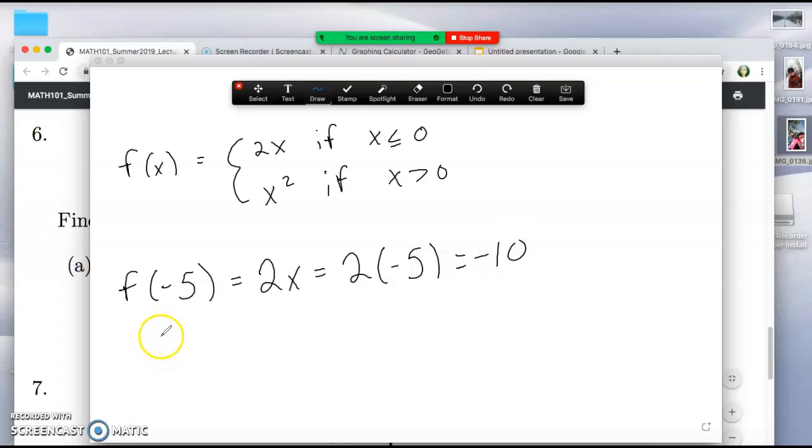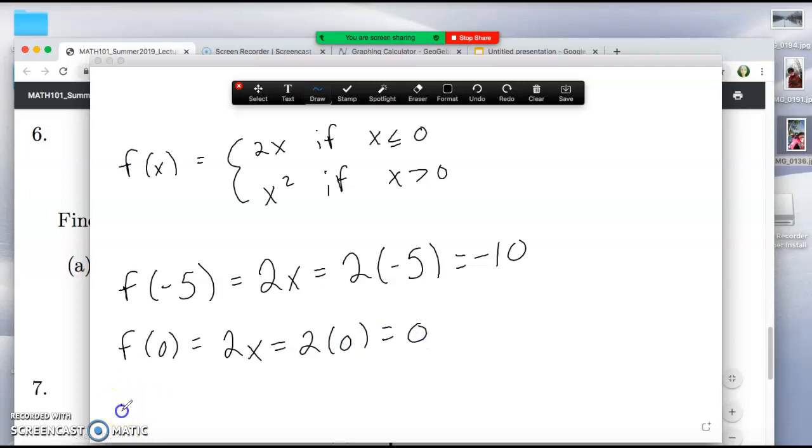Now they want us to do f of 0. So let's see which function this one applies to. Can I use 2x? Let's see. Is 0 less than or equal to 0? Yeah, it is. So I would have to use this function, 2x, to evaluate f of 0.